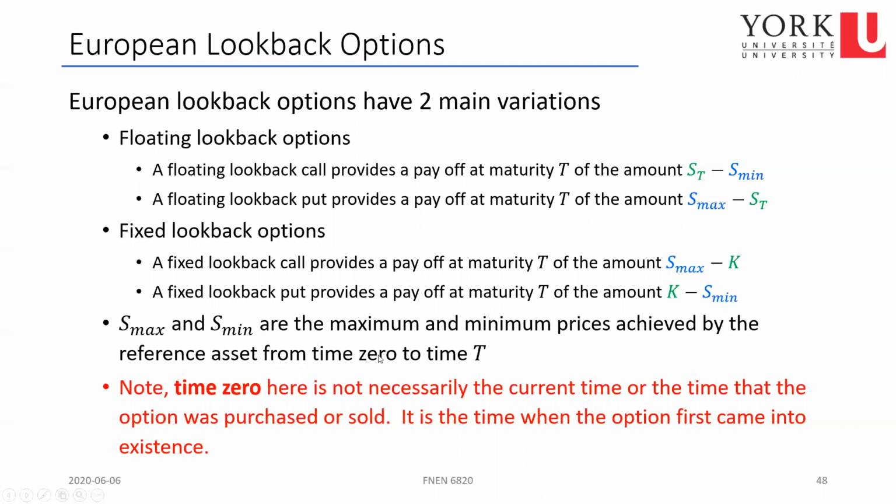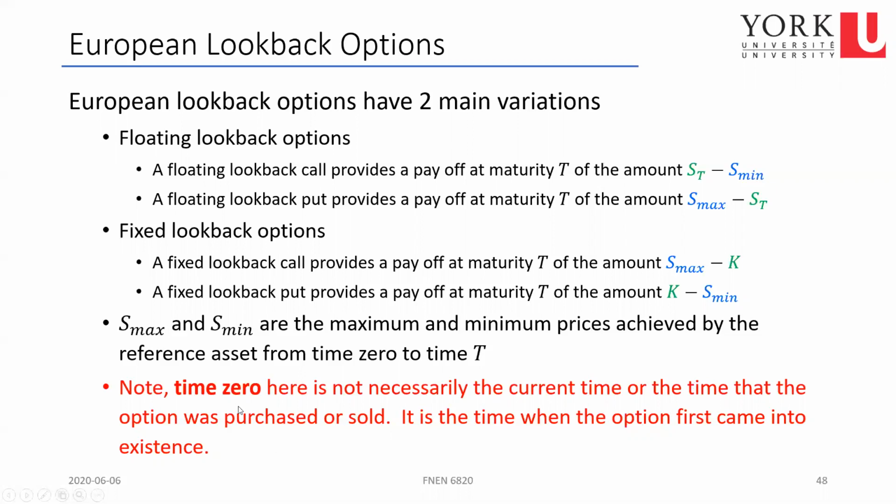Now, this time 0 is not necessarily the current time when we're pricing this option, because the option may be in existence for, say, 2 months and may have an original life of 3 months. So if the option is 1 month into its life, the max and min are not calculated from this point onward for 2 months. It's really for the entire 3 months that this option is in existence.